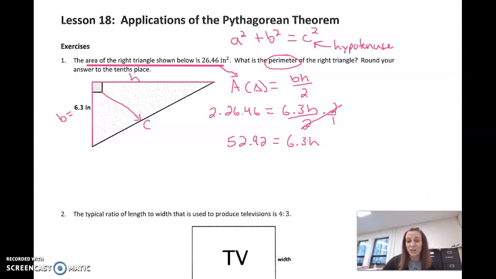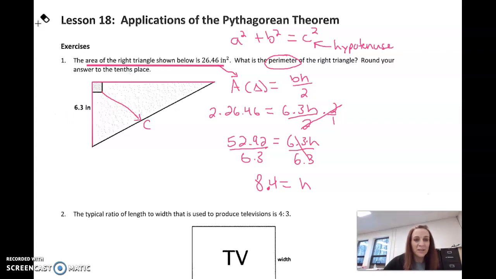We're still solving for h, my other side length. I have 6.3 times h, so I'm going to undo multiplying by dividing by 6.3. Whatever I do to one side, I have to do to the other. 6.3 divided by 6.3 is 1h. Then grab your calculator: 52.92 divided by 6.3 is 8.4. So we get two of the sides of our right triangle, 6.3 and 8.4. Even though it doesn't seem like we had enough information, I've now found two sides of my triangle.